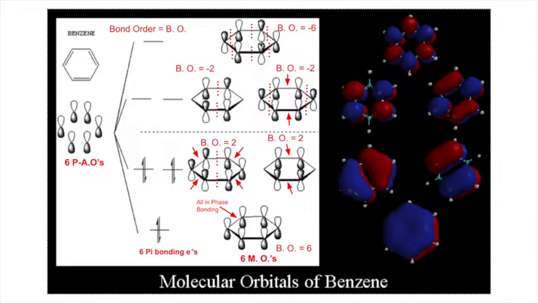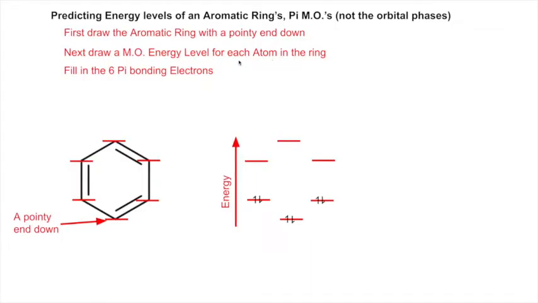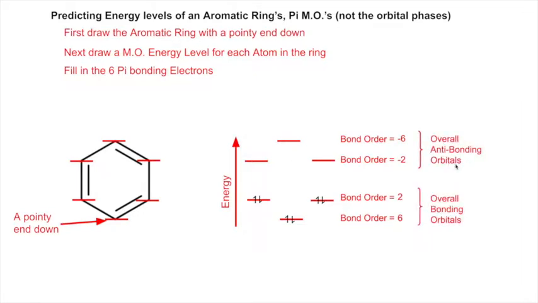Okay, so what's with all that mumbo jumbo? Well, it actually is used to explain why things that are aromatic are lower in energy and why the anti-aromatics are higher in energy. So it turns out this one, as I said on the last slide, has a bond order of 6, bond order 2, bond order negative 2, bond order negative 6. So in a benzene, which is aromatic, all the bonding orbitals are filled. None of these destabilizing anti-bonding orbitals. So this is overall bonding, overall anti-bonding. So you can see benzene's real stable.